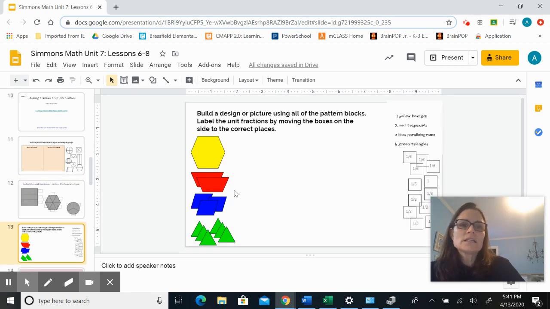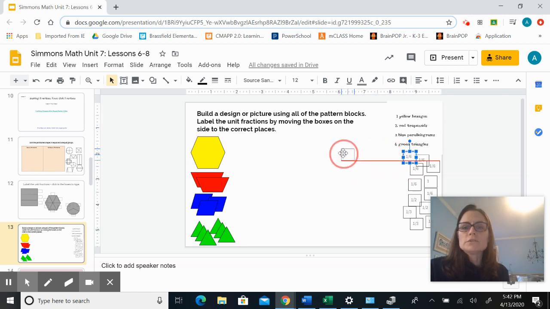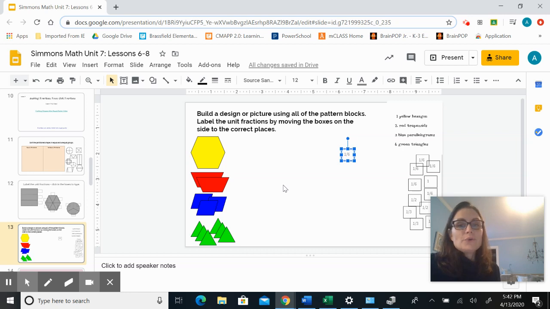All right, the last slide of the day is a little bit fun. You get to kind of build or design a picture using the pattern blocks. Now, after you're done, you're going to drag the unit fraction over on top of, let's see, I'm having a hard time here. Drag the unit fraction over on top of the shape. So which one of these is 1/6? Well, in order to know which one is 1/6, you have to know how big the whole is, okay? So the whole is 1 yellow hexagon. That is your whole, right?